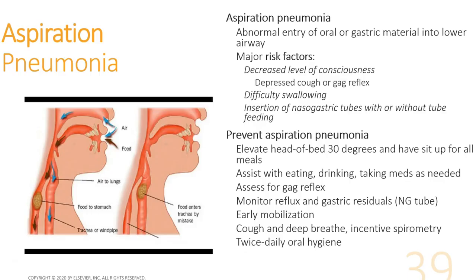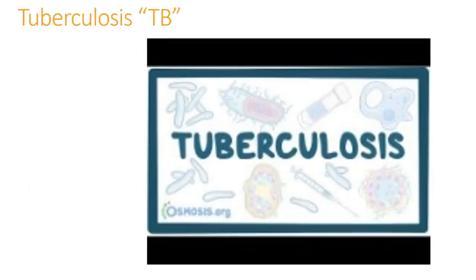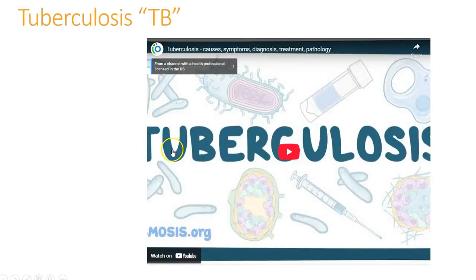Part of your assessment as a nurse is to assess for a gag reflex, because if it's absent, then you know they're at an extreme risk for aspiration. Early mobilization is very helpful to promote lung expansion, to prevent pneumonia. And then we would educate on coughing and deep breathing techniques, incentive spirometer, and then that oral hygiene care that I was talking about, especially helpful with those that have ventilator-acquired pneumonia. All right, now we get into tuberculosis.